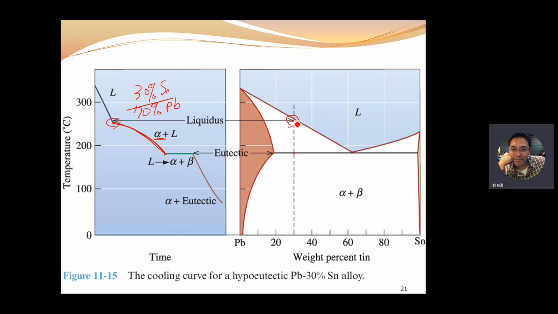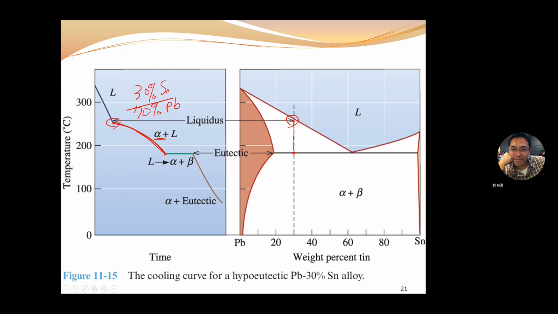Okay, therefore we know the range from this point to this point is called the freezing range, right? So if we have a higher freezing range, what does that mean for this alloy? What's the physical meaning? Okay, that means this alloy has the higher latent heat. That means it needs longer time for phase transformation from liquid to solid. You get what I'm saying?